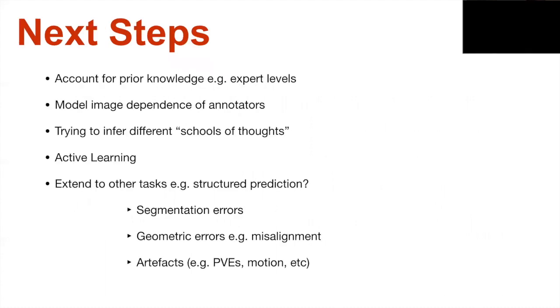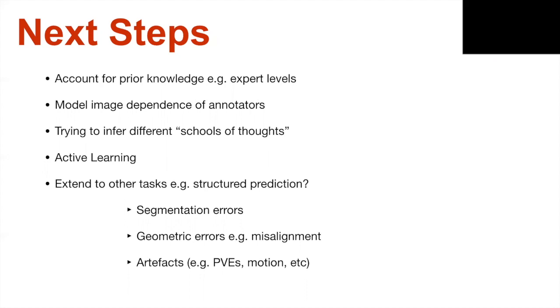So there are various interesting next steps, and I'm going to focus on a couple that I think are the most interesting to me. I think probably the first one would be to model image dependence of annotators. This is very important because we assumed that an annotator's confusion matrix is fixed per annotator and independent of the images, which is a very simplistic assumption.